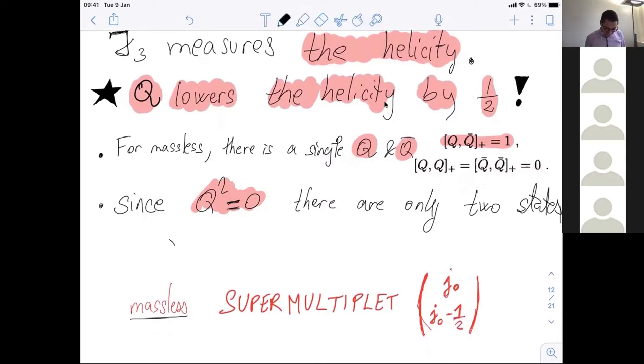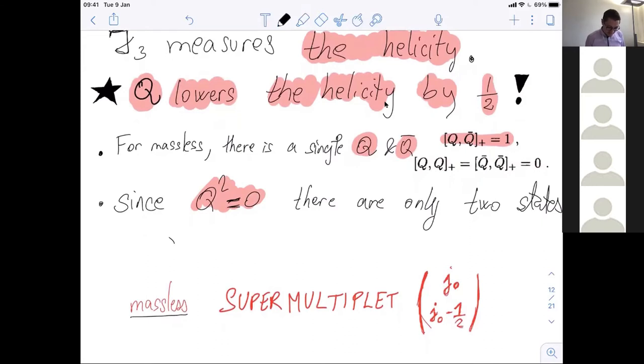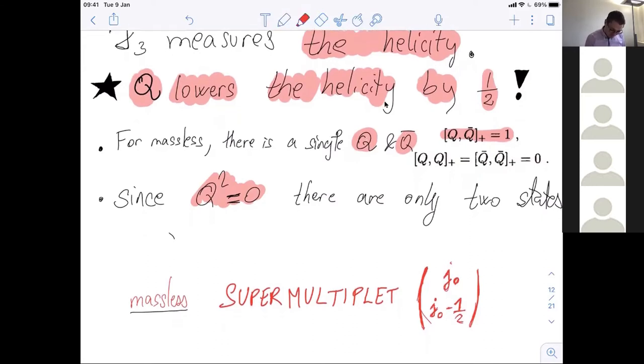So this means that there are only two states in the massless supermultiplet. Take, for example, the highest helicity state J0 and act on it with Q. This will lower the state. It will give this state, which has a helicity lowered by 1/2. Now act again with Q. This means Q squared, which is zero. So you created your multiplet. A massless supermultiplet has two states with helicities J0 and J0 minus 1/2.